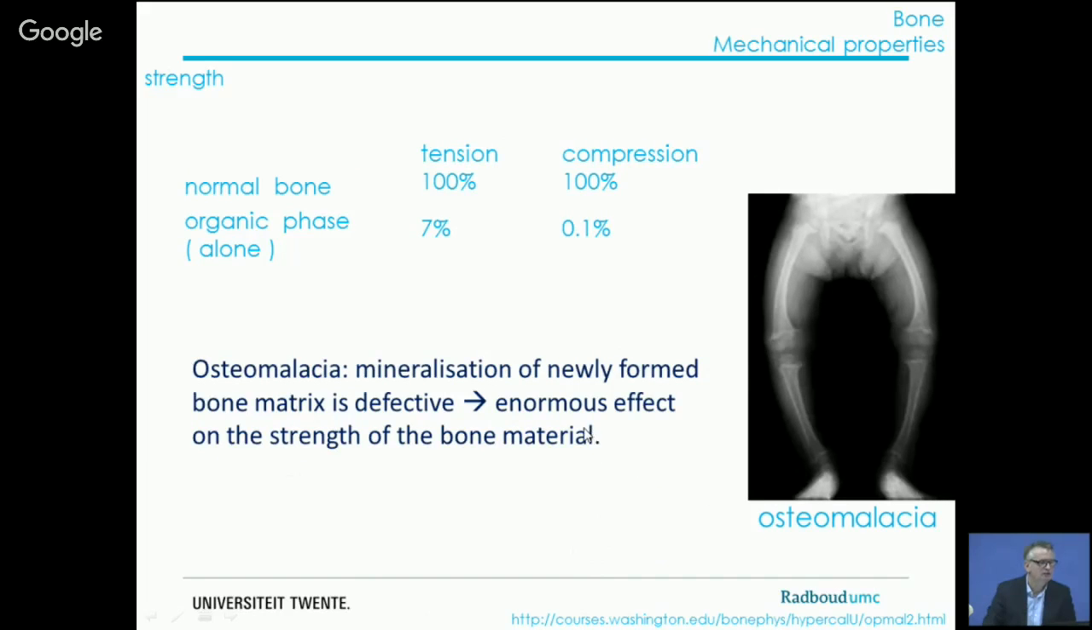Some people have diseases, so osteomalacia, you have then a problem with the mineralization. So basically the bone matrix is defective. So you only have the organic phase, which is the collagen. And you can imagine there is some bone, you can see it on an X-ray, but the tensile and compression strength is very small. So these people really have a problem.